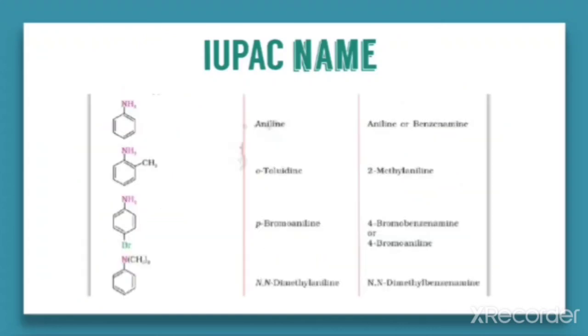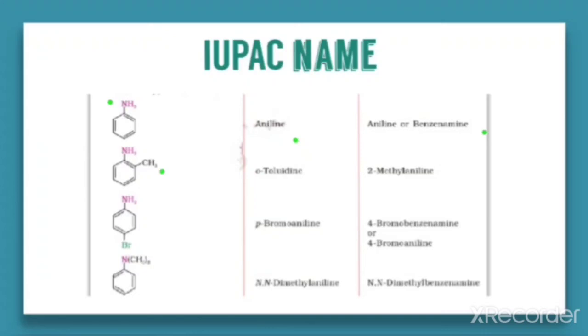So when we look at the case of aromatic amines, as we have already discussed, C6H5NH2, that means when the NH2 group is on the benzene ring, then it is called aniline. That is a common name, and it can also be named as benzylamine. So usually we use the word aniline.